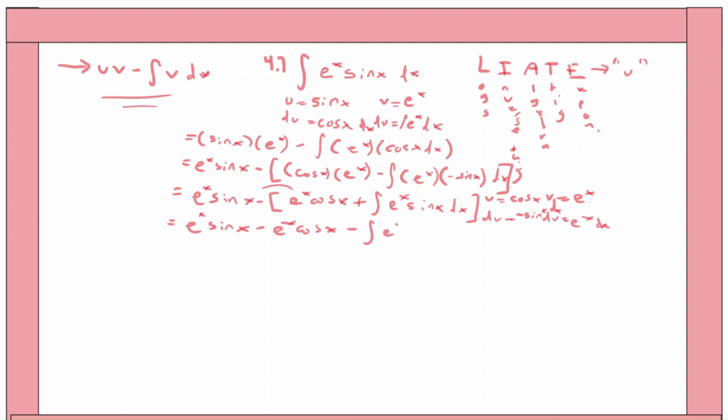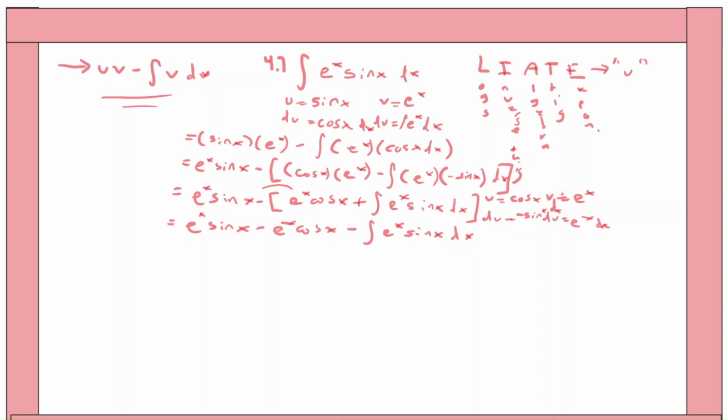Integral of e to the x sine of x dx. And now it feels like we're stuck, right? Because we have this e to the x sine of x. It feels like we can do integration by parts again. We're just going to get the same integration by parts up here. If we did it again, it's not really getting rid of anything. We can't simplify it, and that feels weird.